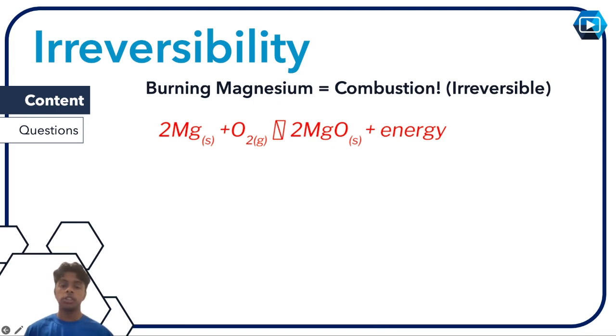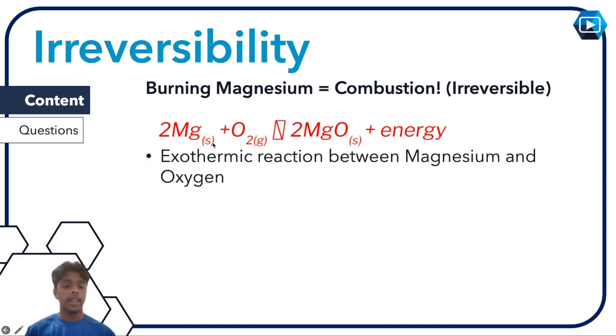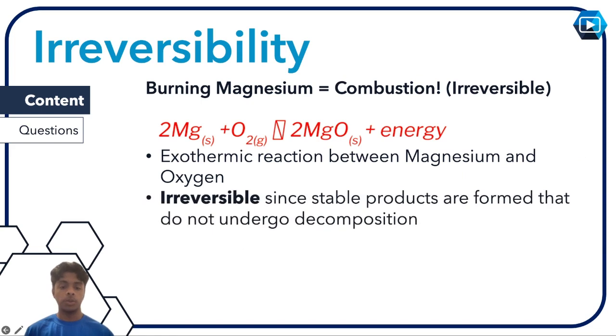We'll look at more combustion reactions further on that are examples prescribed by the syllabus, but the key takeaway is combustion is irreversible. So what is combustion? It's an exothermic reaction between magnesium and oxygen. It's irreversible since stable products are formed that do not undergo decomposition. So burning magnesium will cause magnesium oxide to be formed. This doesn't undergo decomposition to form magnesium and oxygen again. And so because stable products are formed, it's considered irreversible.